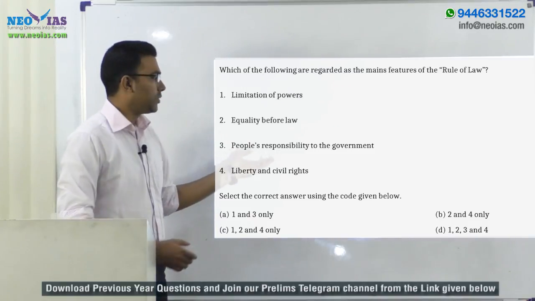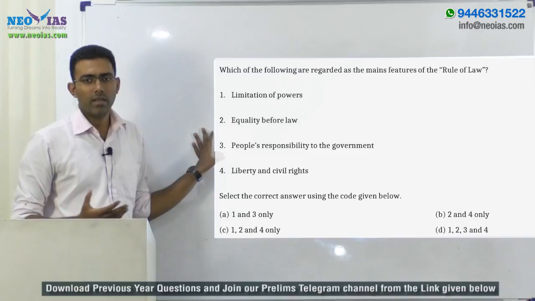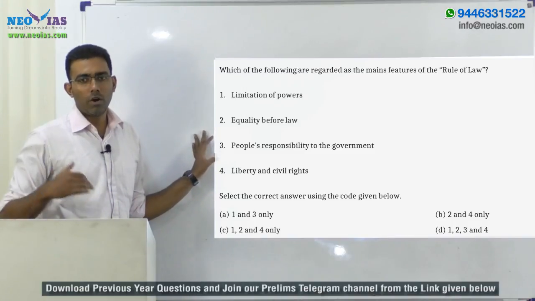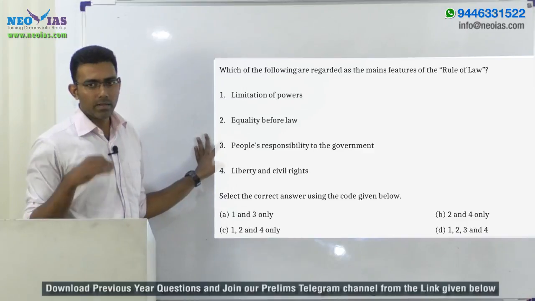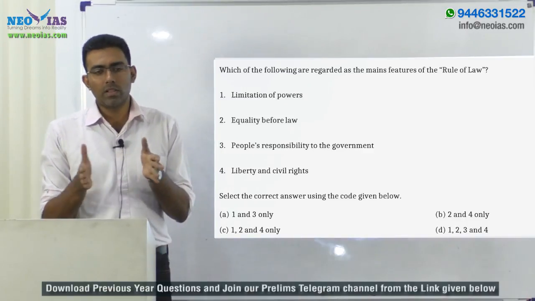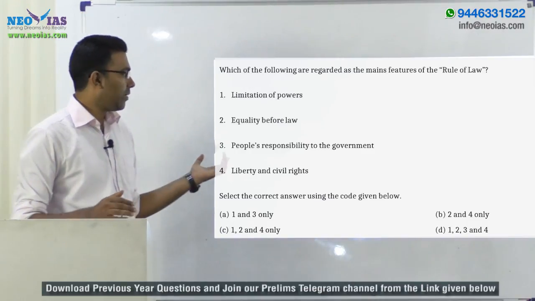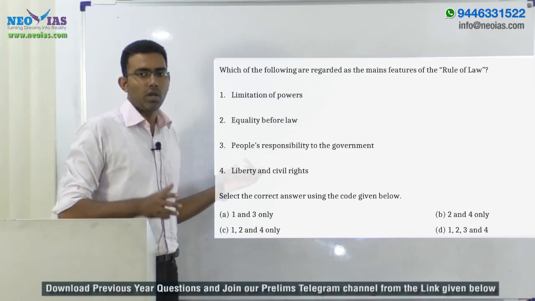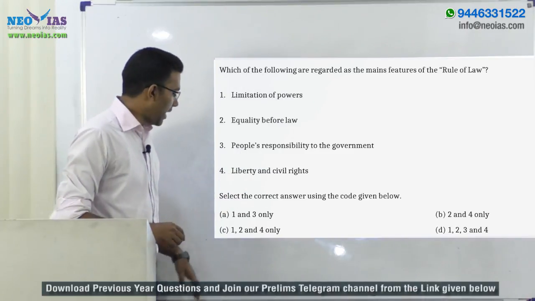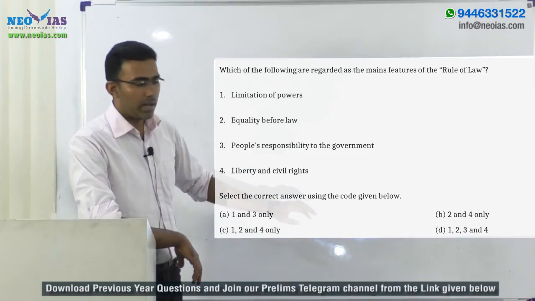Third one, people's responsibility towards the government, is absurd, it's a blunder in fact, because people cannot be responsible to the government. The rule of law will not say that. The rule of law is something we associate with equality before the law. So that's the reason why we can say that the third statement will not be there. If you are sure that the third statement is not there, you can eliminate A as well as D, Delhi.